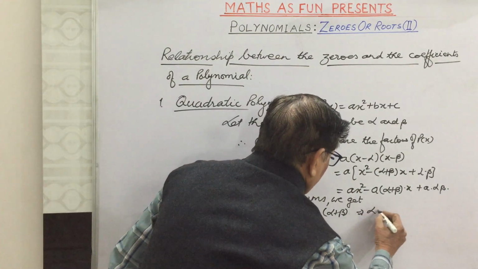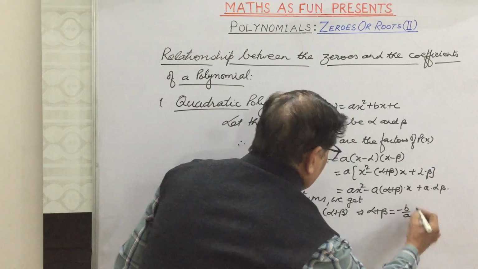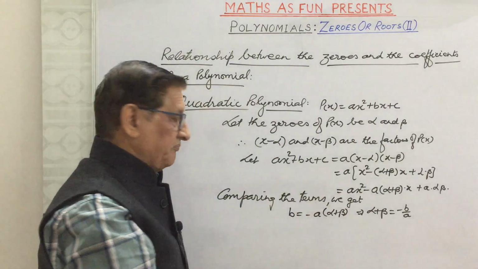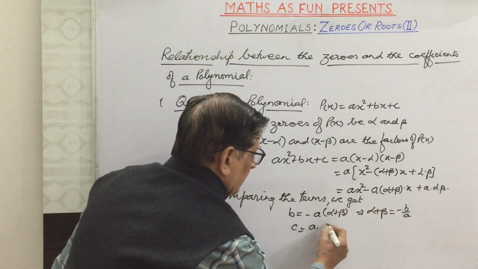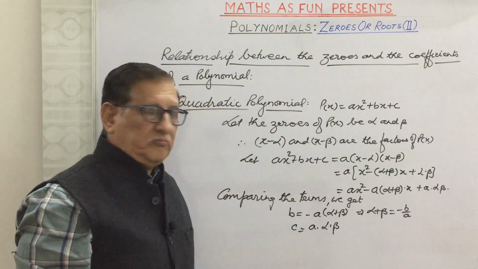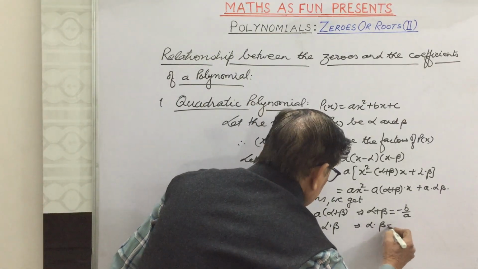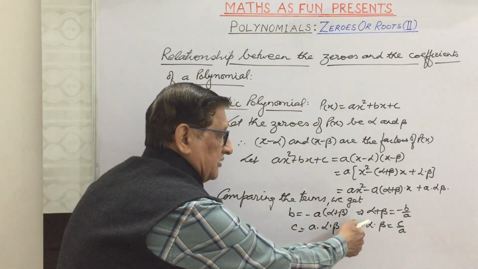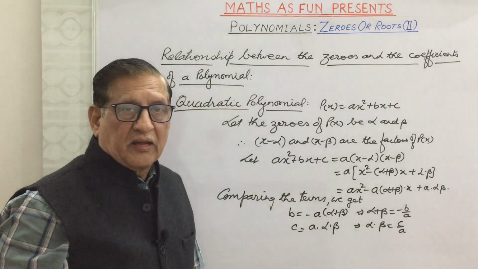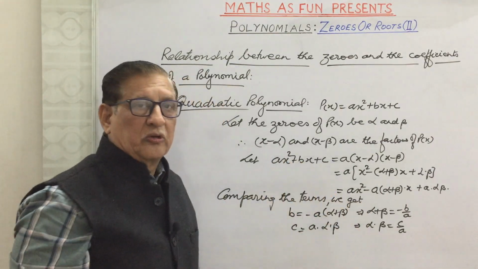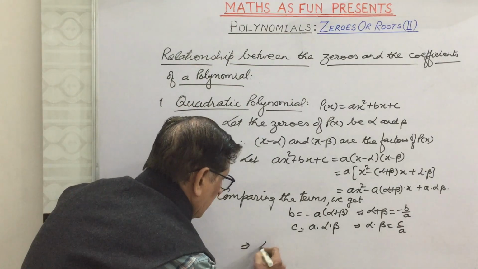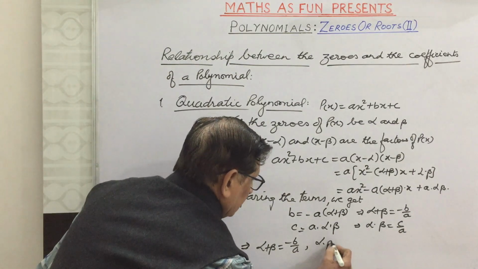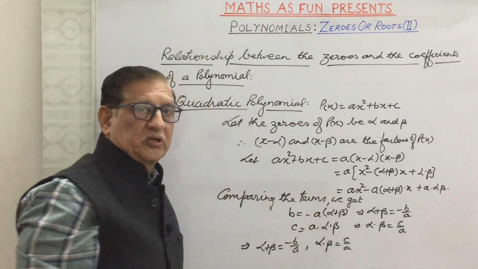This gives us alpha plus beta is equal to minus b upon a. And if we compare the constant terms, c is equal to a into alpha into beta. It means we get alpha into beta is equal to c by a. These two are known as the relationship between the zeros and the coefficients of a quadratic polynomial. So we have the relationship alpha plus beta is equal to minus b upon a and alpha into beta is equal to c upon a.